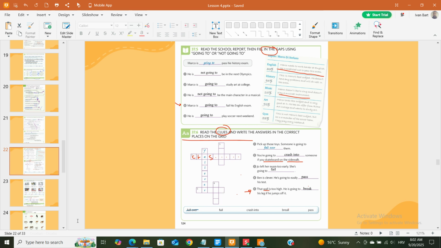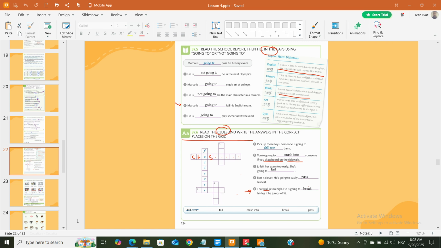Art, 92%. Marco loves this subject and is very good at it. He has an offer from Rome Art College and wants to study art. He is going to play soccer next weekend. Gym, 55%. This is not Marco's best subject, but he is a member of the soccer team. They play every weekend. 37.6 Read the clues and write the answers in the correct places on the grid.